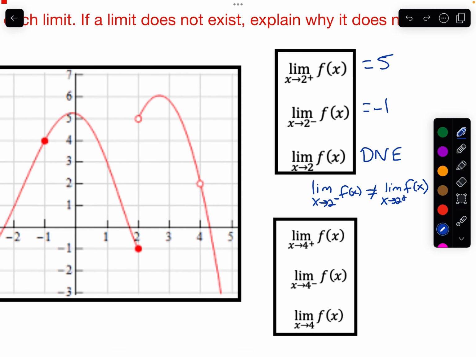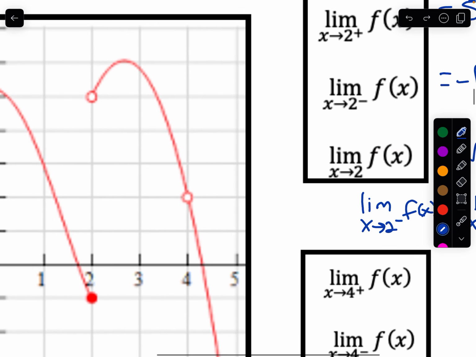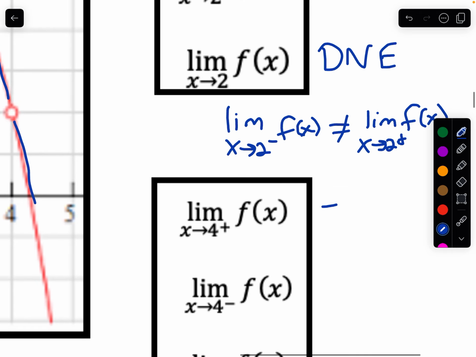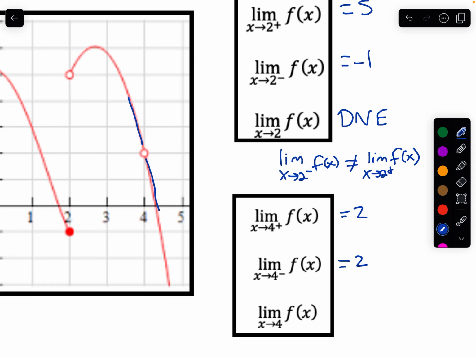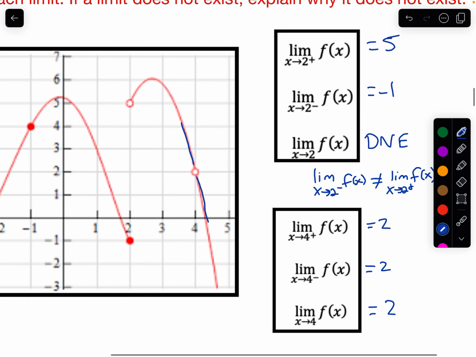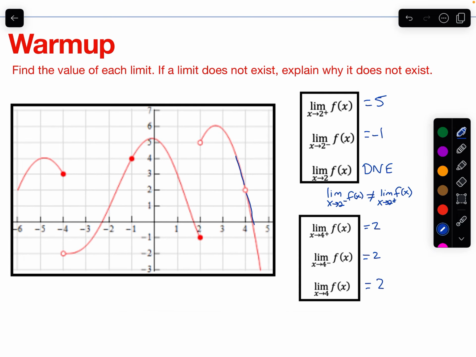Compare that to the limits around x equals 4. As x approaches 4 from the right, as x approaches 4 from the left, our function is approaching a value of 2. Of course, there's a hole there, but limits don't care about that as much. It's the behavior and where the function is headed. And so the two-sided limit here is equal to 2 because the one-sided limits were both equal to 2. Of course, f is not continuous at x equals 4. We'll talk more about that a little bit later.